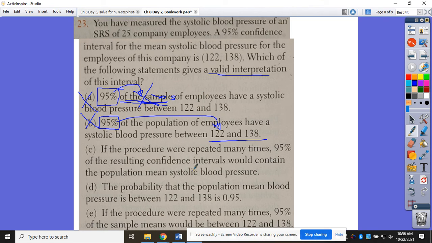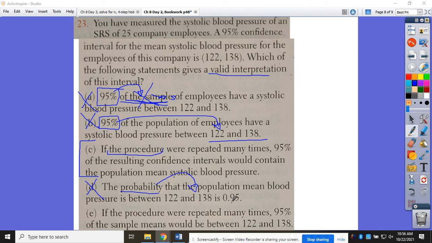If this procedure were repeated many times, 95% of the resulting confidence intervals would contain the population mean. Yes. Probability that, so directly applying the probability to this one interval, no. If this procedure were repeated many times, 95% of them are exactly that one, no, because there's variation. The one thing that's implied in this procedure is the fact that they are doing this many times, every single time, which is what "if this procedure" means. So your answer is C here.